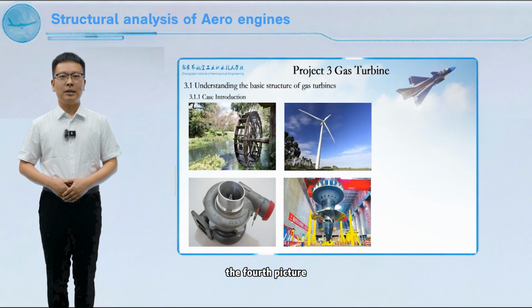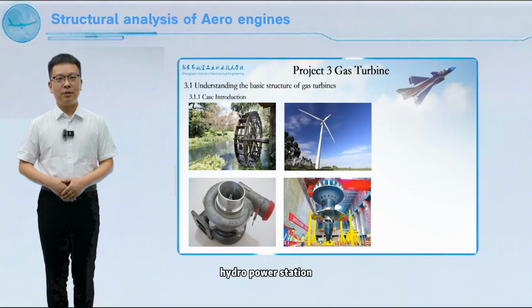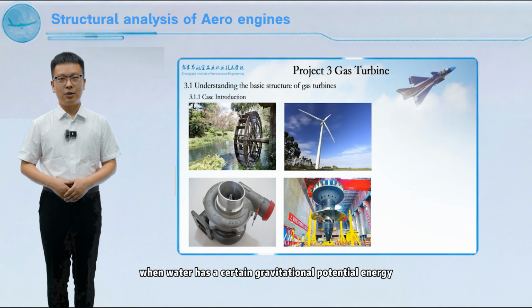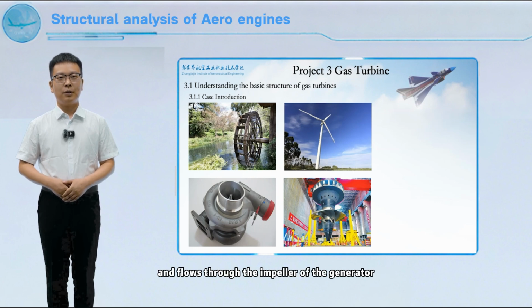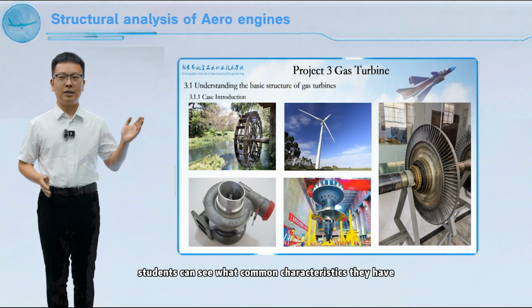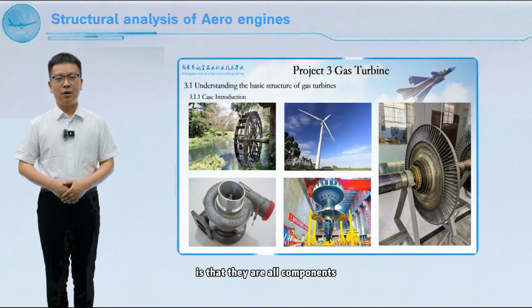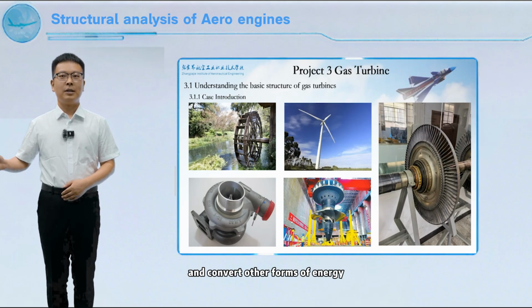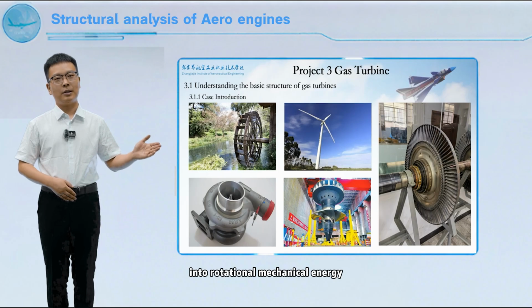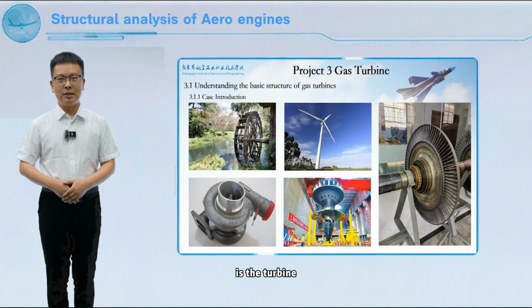The fourth picture is the hydropower equipment used in the Three Gorges Dam hydropower station. When water has a certain gravitational potential energy and flows through the impeller of the generator, the impeller will rotate to generate electricity. From the above four pictures, students can see what common characteristics they have. Their common feature is that they are all components that generate mechanical energy and convert other forms of energy into rotational mechanical energy. In an aircraft engine, the component that converts mechanical energy is the turbine.